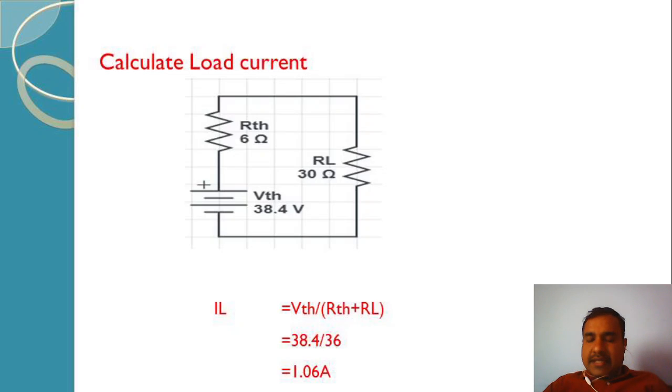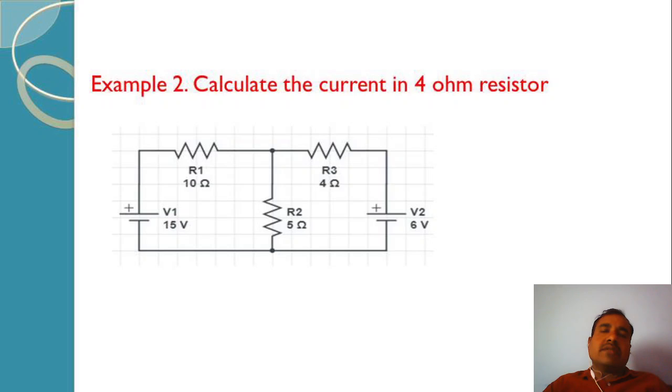Now let us study some more examples. In example 2, calculate the current in 4 ohm resistance. Can you identify where is the 4 ohm resistor? Yes, it is the R3 resistance. R3 is a 4 ohm resistor. Now we need to find out what is the current flowing through this resistance.